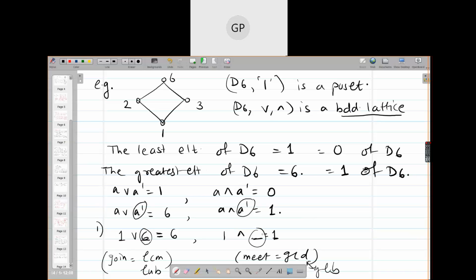Is the meet of 1 and 6 equal to 1 or not? Yes, the GCD of 1 and 6 is 1, right. Therefore the complement of 1 is 6 and the complement of 6 is 1. And always remember, in a bounded lattice, the complement of the least element is equal to the greatest element, and the complement of the greatest element is equal to the least element.